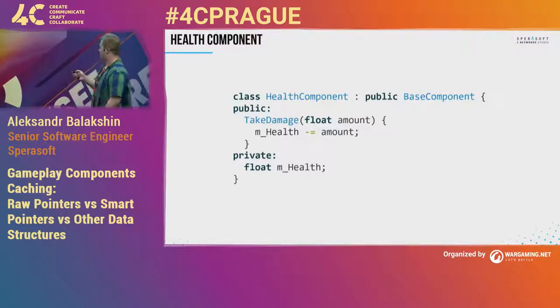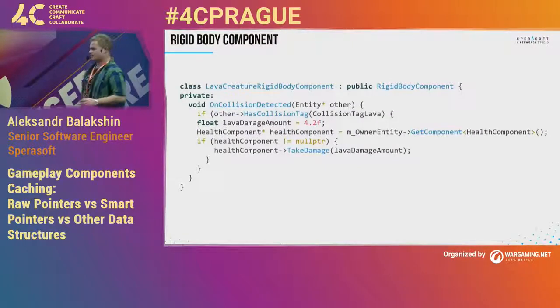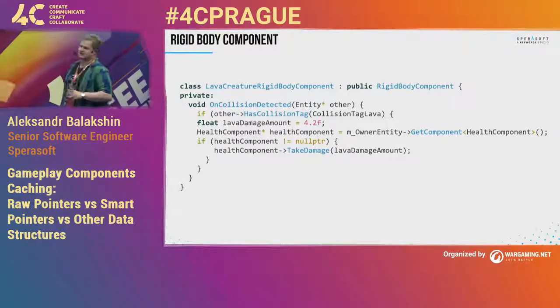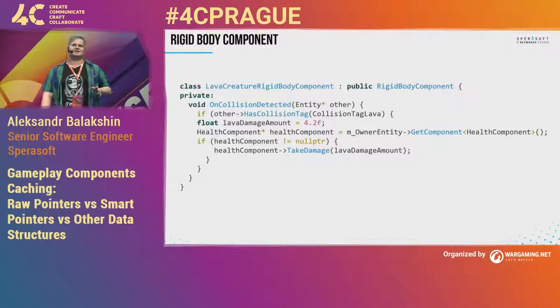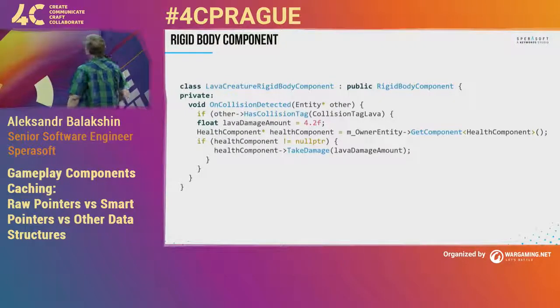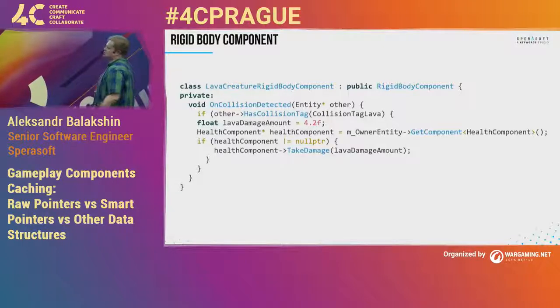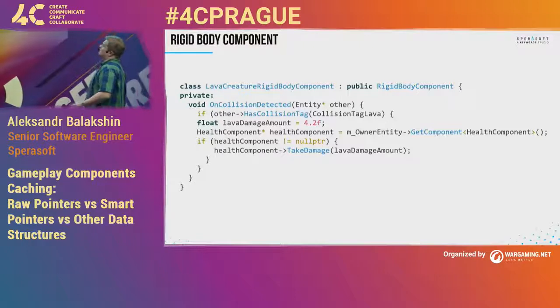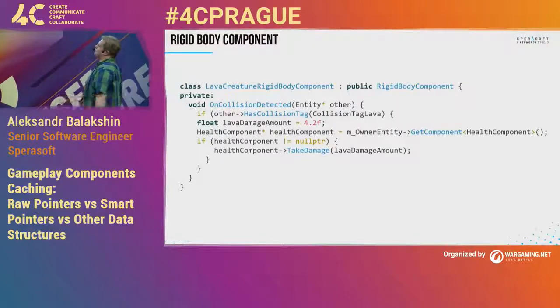for example. And then let's say that we have some kind of component which detects collision, which can tell that we collided with a certain type of object by checking some kind of special collision tag which is provided by physics hardware, as Havok usually does. Yeah, and if we find that this is lava, we apply a certain amount of damage. So yeah, we get this component. If it's not null, let's take damage.